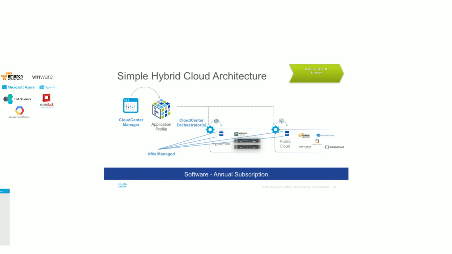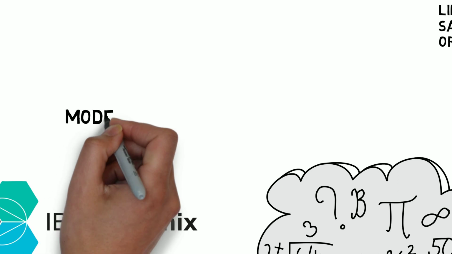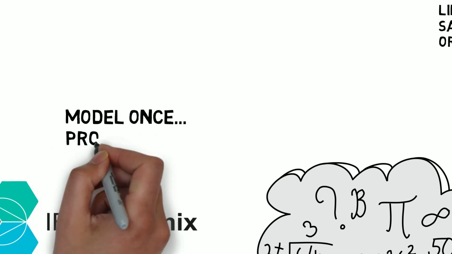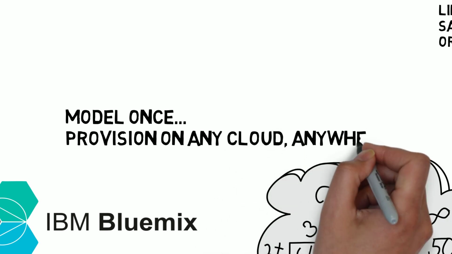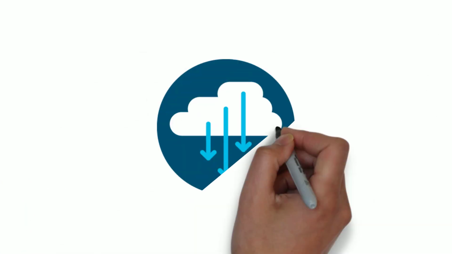Cloud Center provides a single pane of glass for all your resources in a multi-cloud environment. With this in mind, why should you be sticking to a single cloud provider? Have them all. Go hybrid, model once, and deploy anywhere in minutes with Cisco Cloud Center.